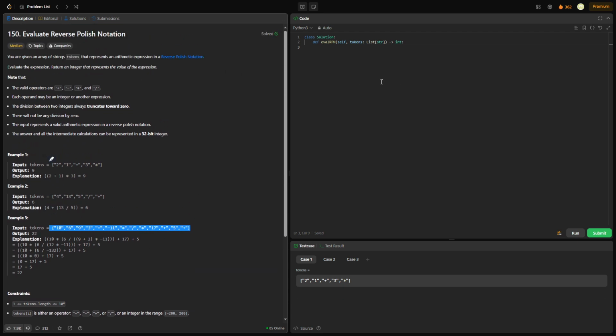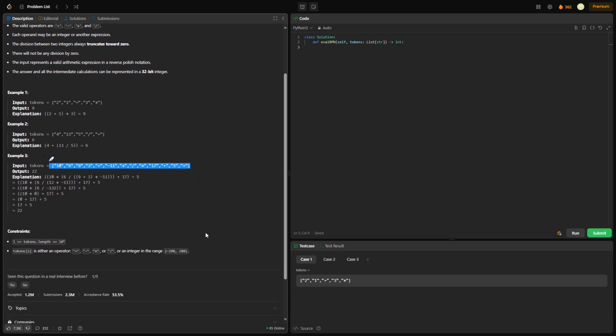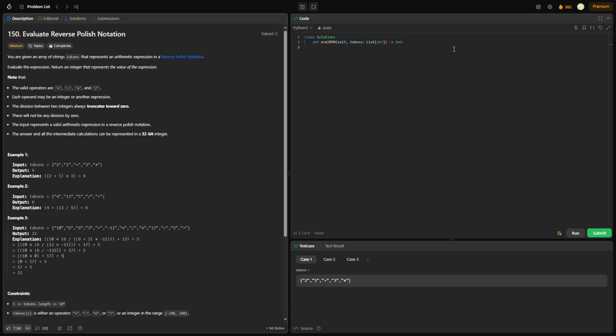I don't know, maybe for quite a few people, because it has a high acceptance rate. So, we're going to use a stack. I don't know if you can solve this problem without a stack. I definitely just use a stack, and it seems like the most optimal way to handle this problem. The easiest approach is to use a stack.